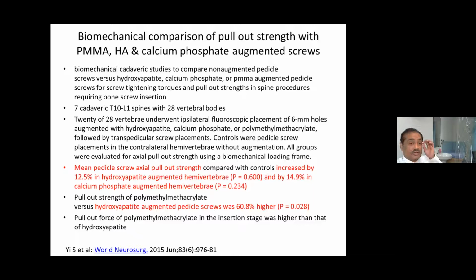The axial pullout strength of hydroxyapatite-coated screws is comparable to that of calcium phosphate screws. However, the strength of PMMA is around 60% more than the normal conventional pedicle screw fixation. So the best strength is with polymethyl methacrylate cemented screws, followed by calcium phosphate augmented screws or hydroxyapatite screws.